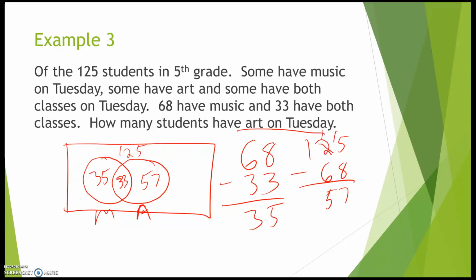So is that my answer? How many students have art on Tuesday? No. 57 students only have art. So 57 plus the 33 that are in both means I have a total of 90 students. I'm sure that's right because I remember my key. 90 students are in art on Tuesday.